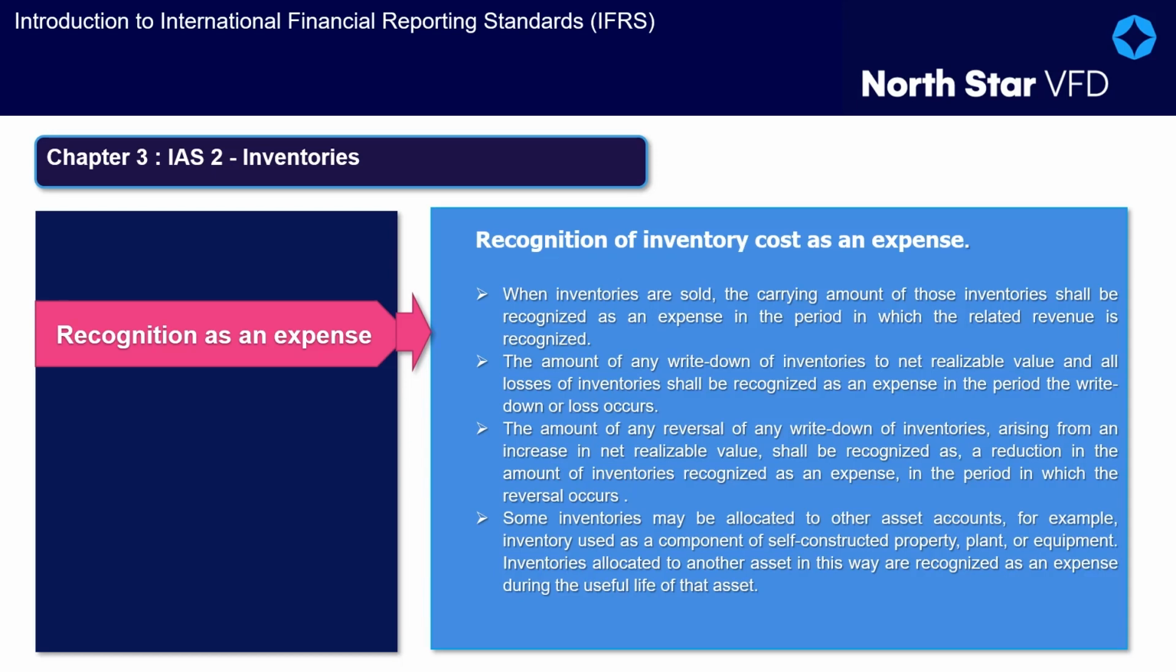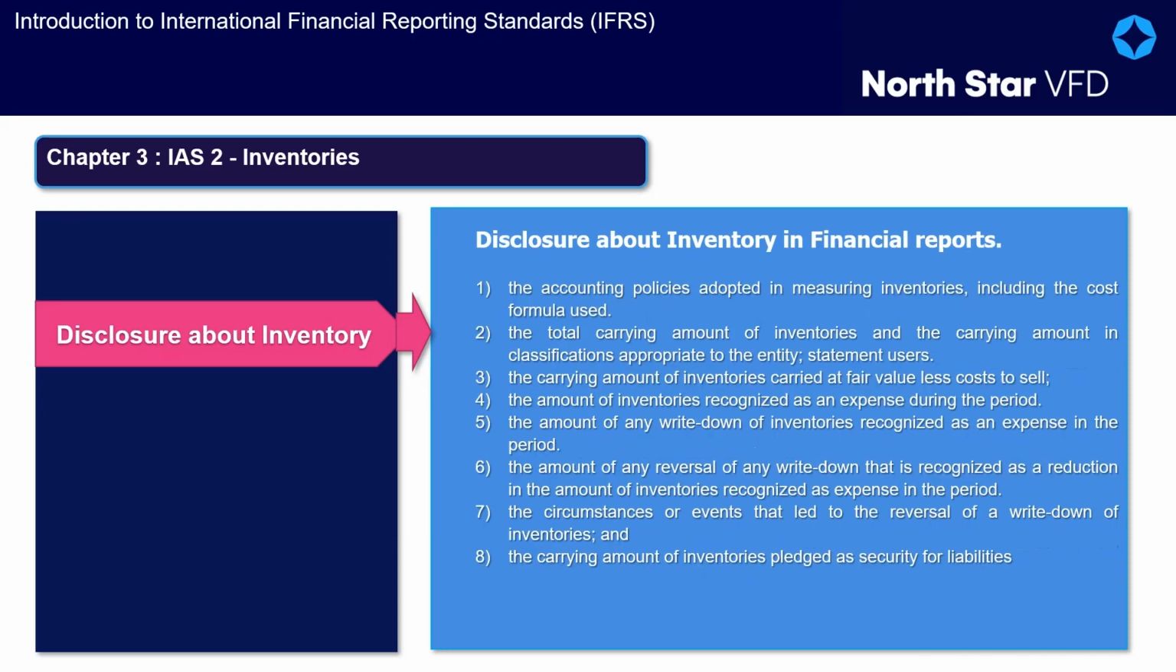The amount of any reversal of any write-down of inventories, arising from an increase in net realizable value, shall be recognized as a reduction in the amount of inventories recognized as an expense in the period in which the reversal occurs. Some inventories may be allocated to other asset accounts, for example, inventory used as a component of self-constructed property, plant, or equipment. Inventories allocated to another asset in this way are recognized as an expense during the useful life of that asset.